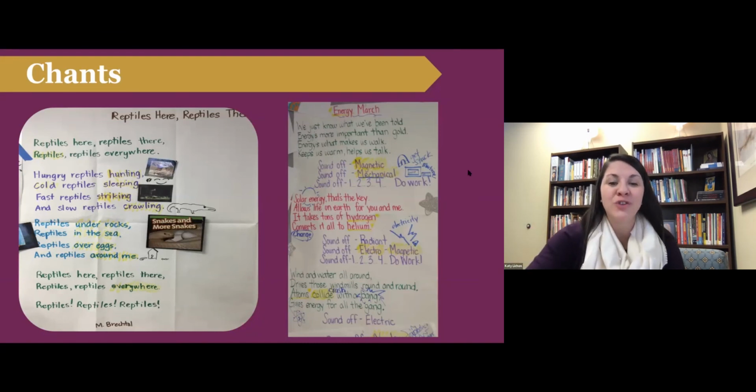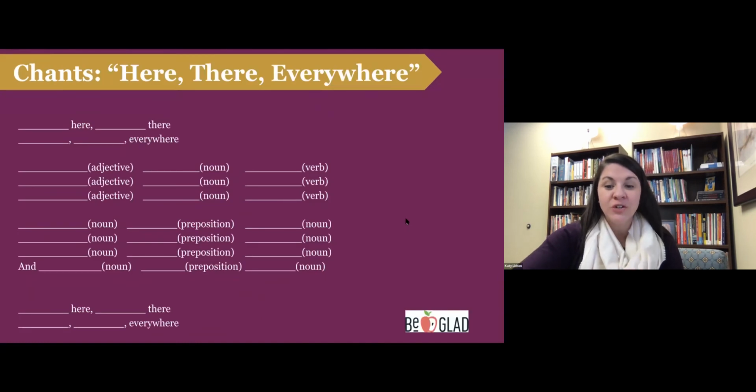So I'm going to walk you through the structure first. The structure of a chant, and this comes from Be Glad, this particular structure here. You can download this, you can copy this, but here's how it goes. Blank here, blank there, blank, blank everywhere. Adjective, noun, verb. Look at that, Jenny. Can you imagine as a class, if I'm writing this down, we're honing in on parts of speech. Then it comes noun, preposition, noun, right?